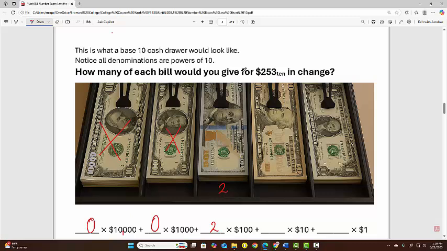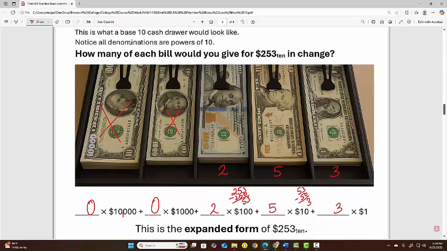How much do I have left to give them at this point? Well, 253 minus 200 leaves $53 that I need to give them. I can't give them another 100 because there's not 100 left, so I have to move on to the tens. How many tens fit into 53? Well, 5 of them, right? 5 times 10 is 50. So out of the $53 left to give them, we've now given them 50, leaving 3, so we need 3 $1 bills. This is what we call the expanded form of the number 253.